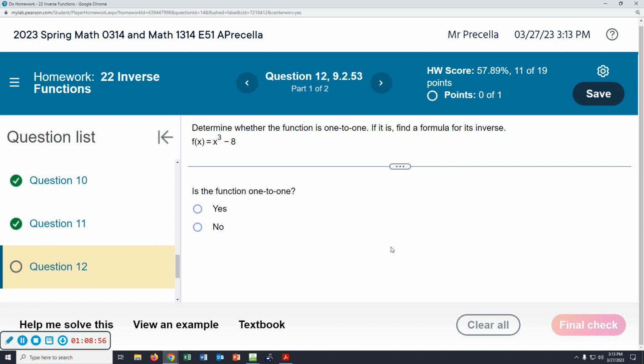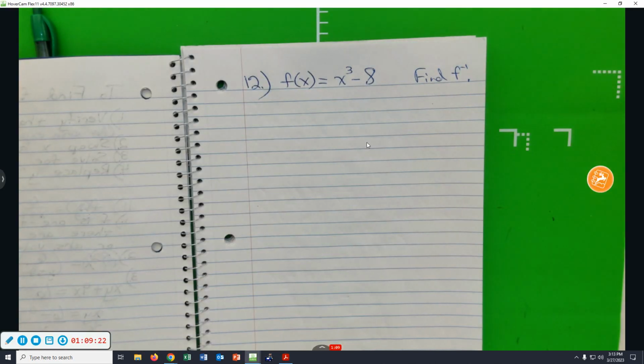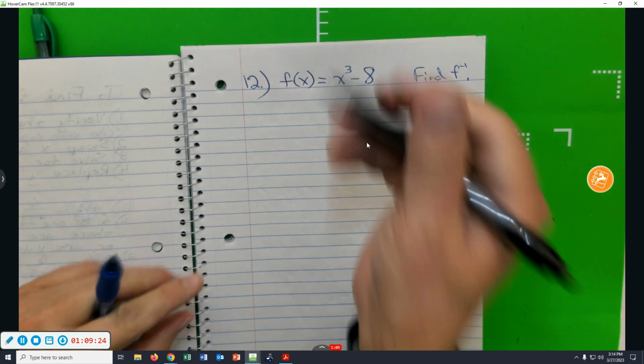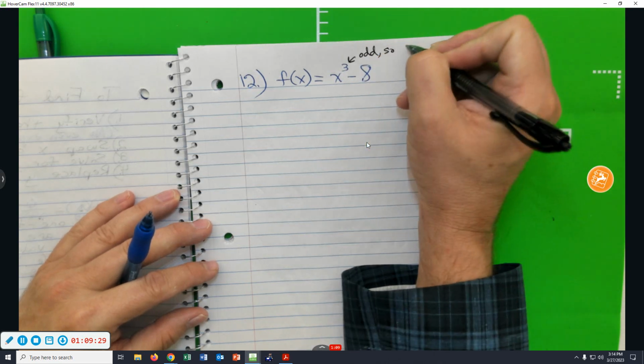I remember semesters when students say it's not 1 to 1 because of the exponent. I didn't say there was anything wrong with the exponents. What did I say was the problem? The even exponents. Okay. We want to find... So yes, that's a function. It is a 1 to 1 function. It's cubed and not squared. That is an odd number. 3 is odd, so 1 to 1.